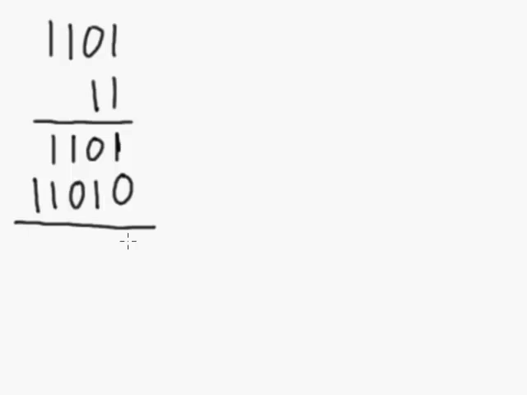Now we have to add these two numbers together. Hopefully you remember your binary addition. 1 plus 0 is 1, 0 plus 1 is 1, 1 plus 0 is 1, 1 plus 1 is 0, carry the 1, 1 plus 1 is 0, carry the 1, 1. So 1101 times 11 is equal to 100111.